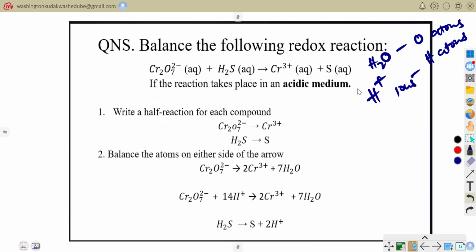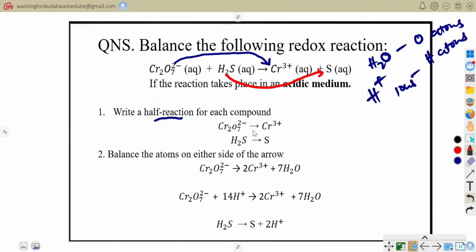But we also have steps to follow, the same as the ones we did when we were not considering the medium. For example, we first write the half reactions for each. How do I identify my half reactions here? I have chromate going to form chromium ions, and then hydrogen sulfide going to form sulfur. These are the two half reactions, so I just list them down here.